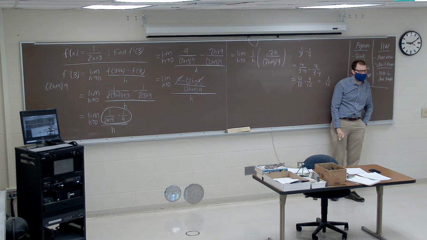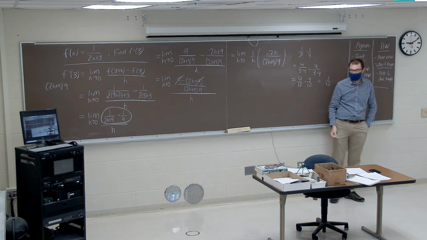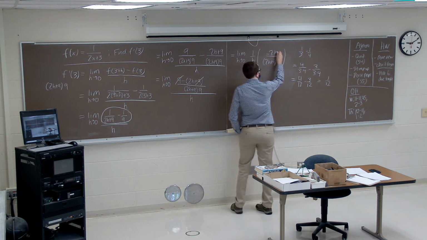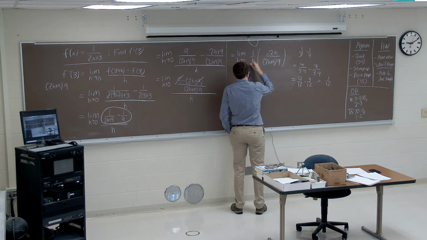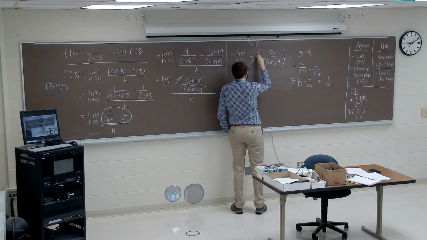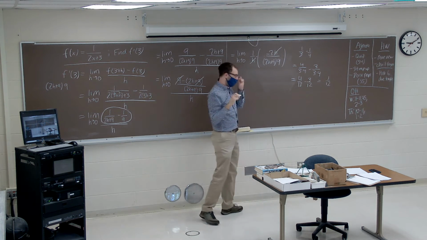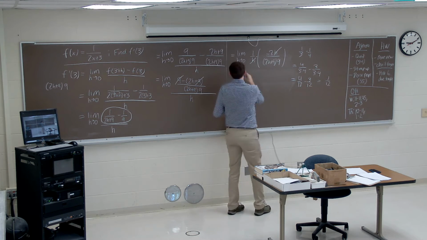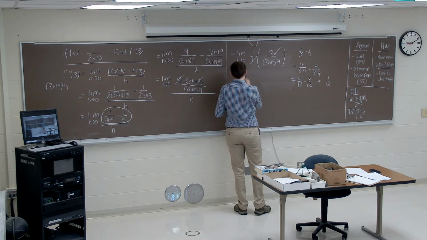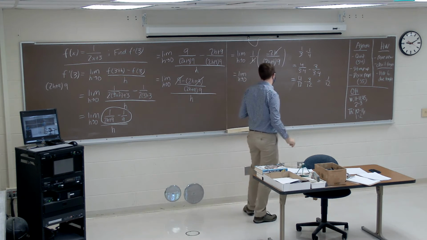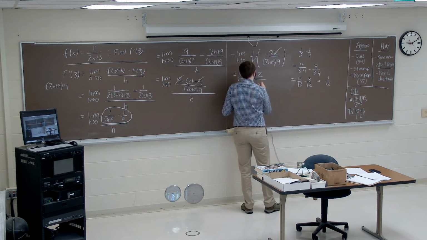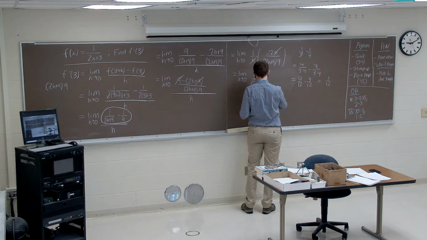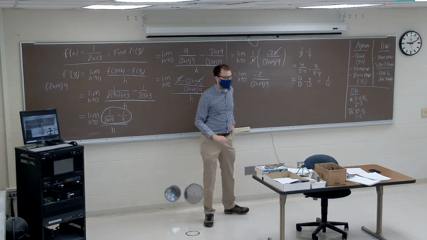Is there anything we can do to this expression to make it easier to work with now? Cancel out the 1 over h with the h in the numerator. We can cancel out this factor of h in the denominator with this factor of h in the numerator. And now we'll have a limit as h goes to 0 of just negative 2 over 2h plus 9 times 9, since the 1 times doesn't do anything.